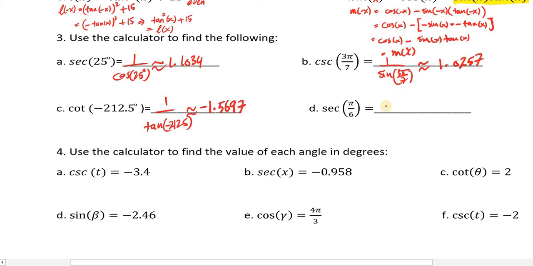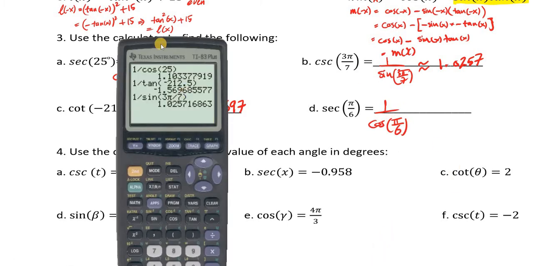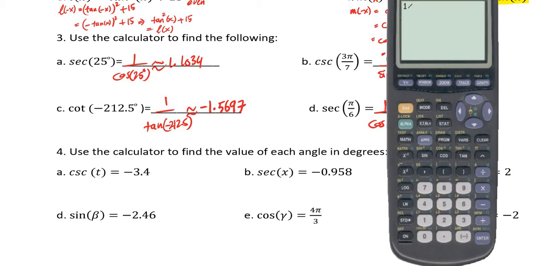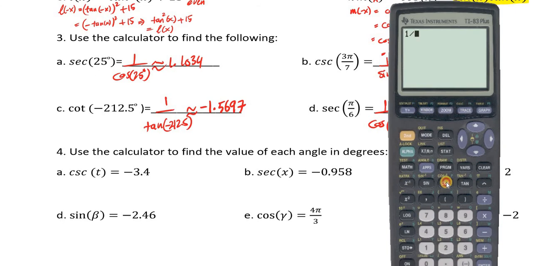Similar for secant, so it's 1 over cosine, pi over 6. Again, radian mode. Clear that. 1 over cosine, pi over 6. Pi divided by 6. 1.1547. Okay.